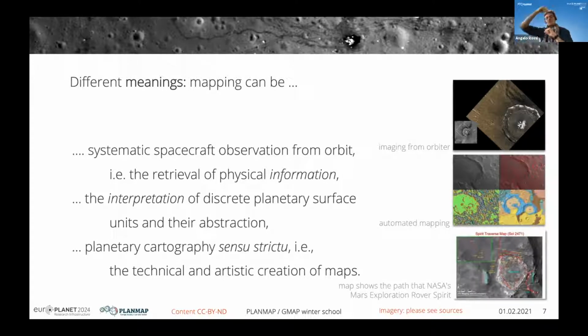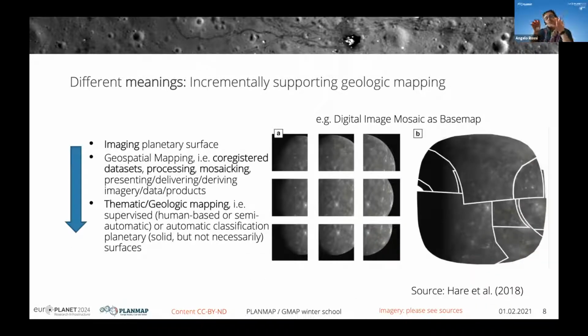And of course, planetary cartography, which embeds also geologic cartography, is the technical and artistic creation of maps, which comes together. And you saw it from the case of the print setup on Earth. Now, how do these different meanings get together? Well, essentially they are incremental and they are sequential. So before even thinking of seeing something on an image, you have to send a spacecraft. So you have to plan. Before taking a picture, you have to plan the observation.